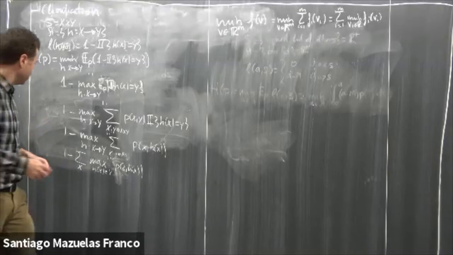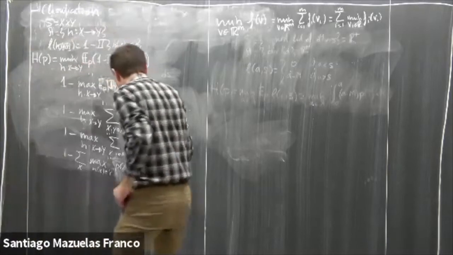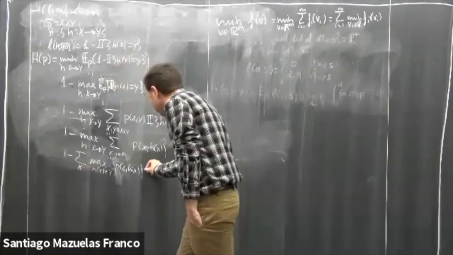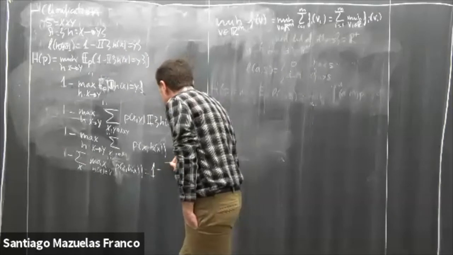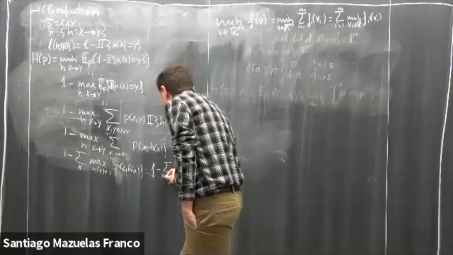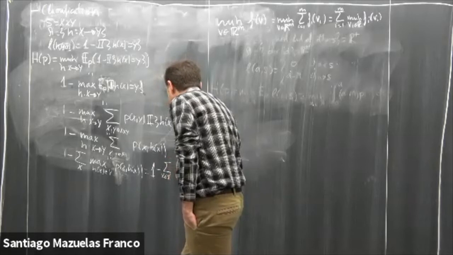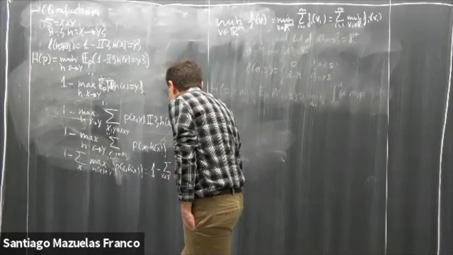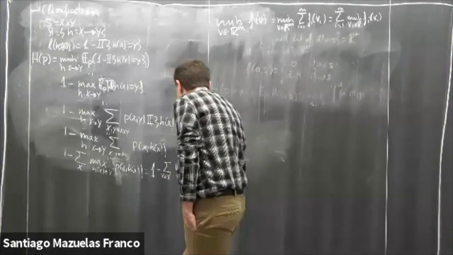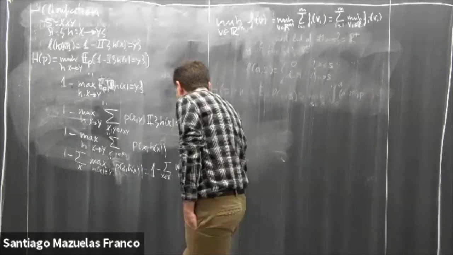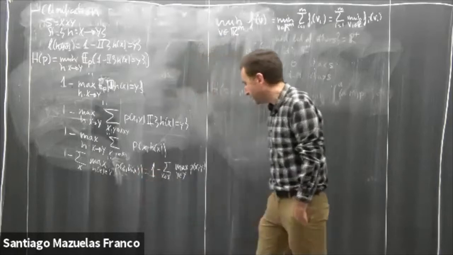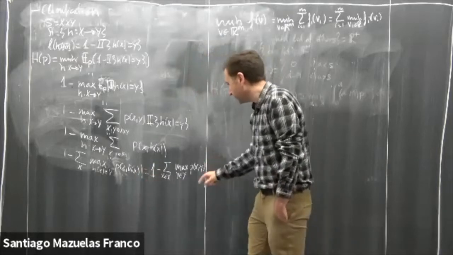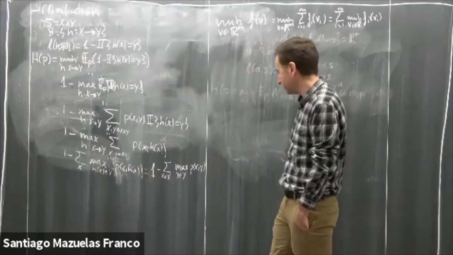And then we will do the sum, so this is going to be 1 minus the sum over x of the maximum value of p(x, y) for different values of y. Here I'm just changing the notation of the y. That's it.